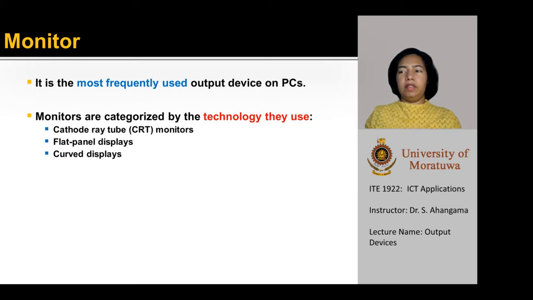Monitor. It is the most frequently used output device on PCs. The monitor is similar to a television screen. It allows you to see the programs or data. We can classify monitors based on the technology used and display colors. Monitors are categorized by the technology they use as cathode ray monitors, flat panel displays, and curved displays.